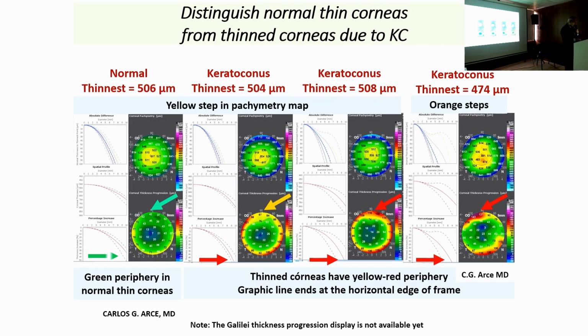Okay, but we have also normal corneas with 506 ending in the vertical, and 504, but ending in the horizontal. Okay, and the map ends in yellow and orange and red in the periphery. The same with this too. Okay, so actually with more thinness point than the normal case here, and these are keratoconus, a faster progression of pachymetry. Okay, this is the best way now to distinguish.